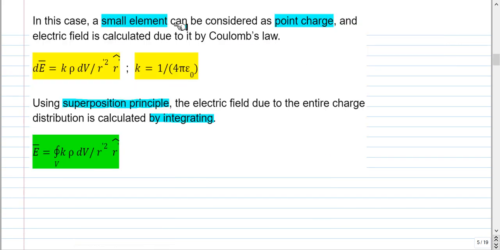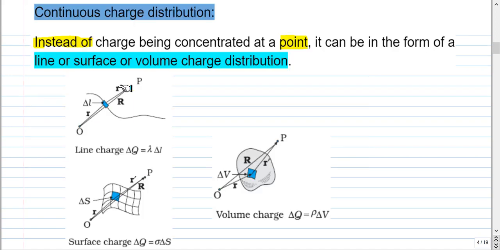The small element that we have considered is infinitesimally small, so it's as if it's a point charge. Electric field can be calculated using Coulomb's law, which is valid for a point charge. And since the element is infinitesimally small, it's like a point charge. So we can find electric field due to this volume element using Coulomb's law. The electric field due to the volume element is K into its charge rho dV divided by the distance square into r prime cap. R prime is in the direction from the source charge to the point where we are measuring the electric field.